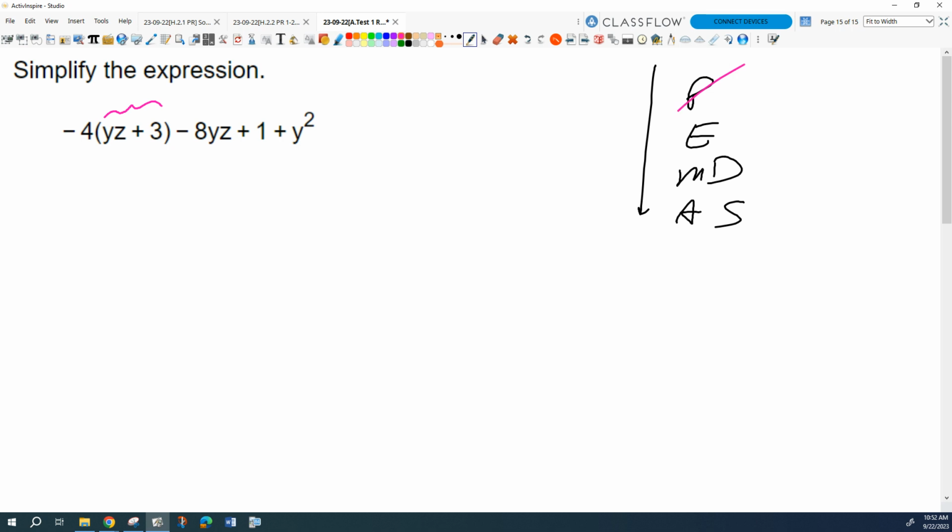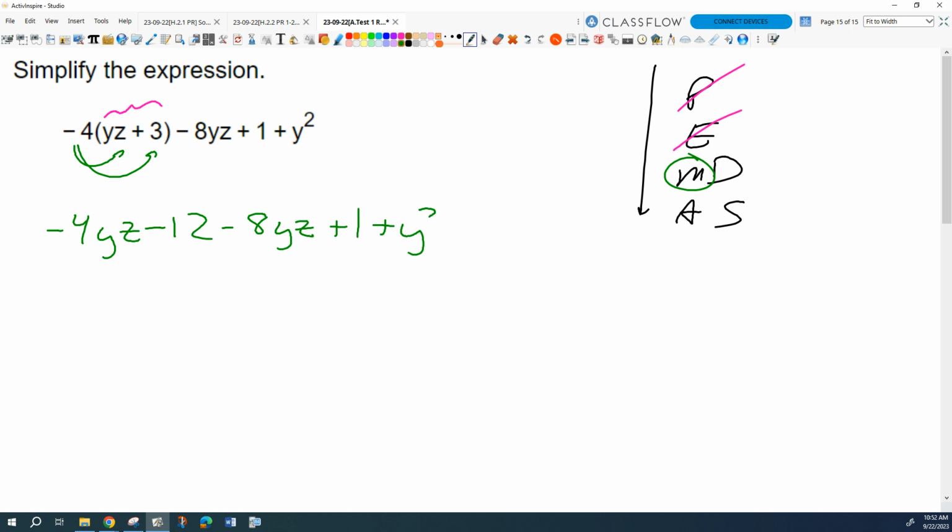Any exponents? No exponents. Any multiplication, because that would be next? What's the multiplication? Good. Okay, distribution is multiplication, isn't it? So we'll distribute the -4. There's our multiplication step. And that's going to give us what? -4yz minus 12 minus 8yz plus 1 plus y squared.